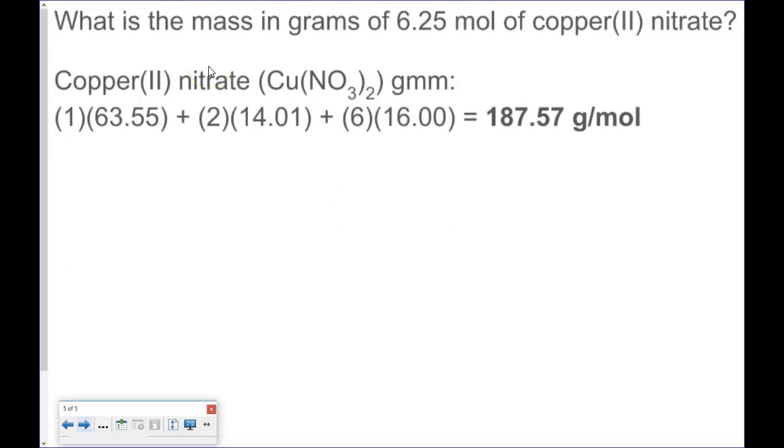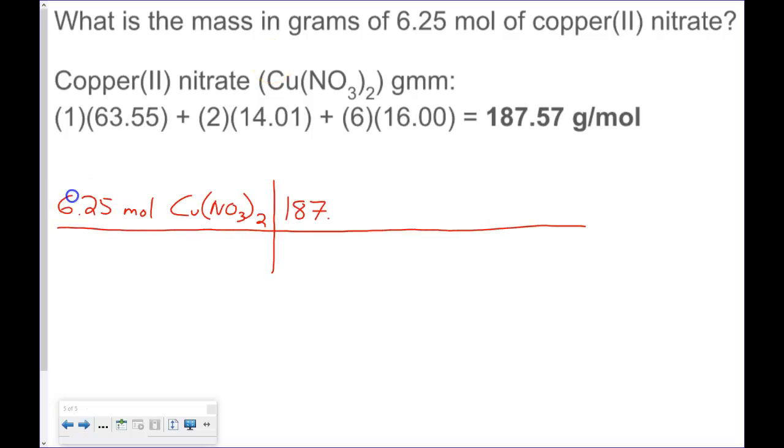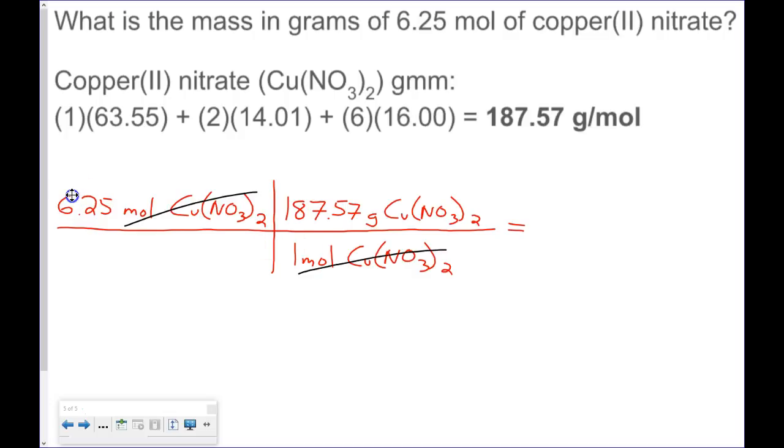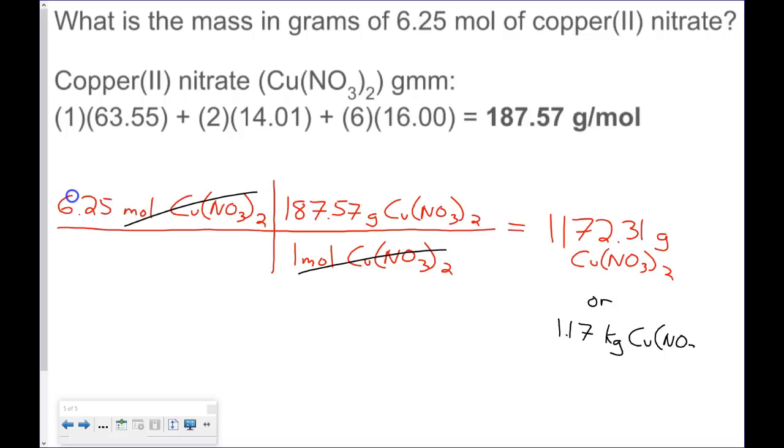Now, I'm asking, what is the mass in grams of 6.25 moles of copper nitrate? So I'm going to start with this, my moles of copper nitrate right there. I'm going to use the same conversion factor. This time, however, I'm going to put the number on top because I'm canceling out moles. I'm trying to get to grams. I could have it either way, but this is the only one that would actually cancel out moles of copper nitrate. Set it up here. I can cancel those out. What I'm left with is 1,172.31 grams of copper nitrate, or you could write that as 1.17 kilograms of copper nitrate. Both will give you essentially the same idea.